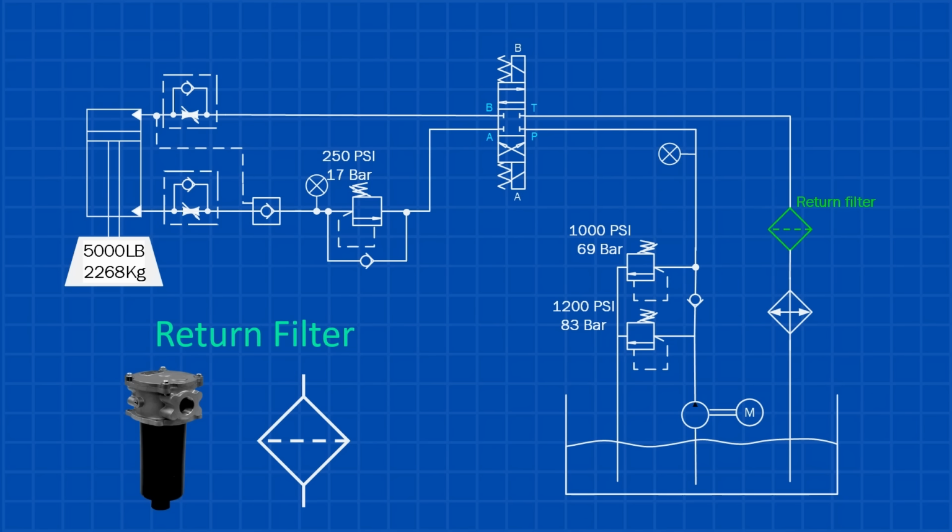The second way is to use a return filter. With this method, the oil gets filtered as it flows back into the tank. Since the return line pressure is almost zero, you don't need an expensive high-pressure filter. This makes it the most cost-effective way to filter the oil.